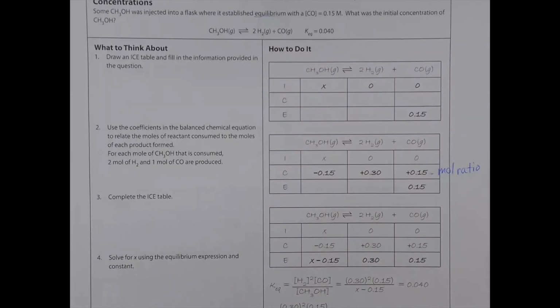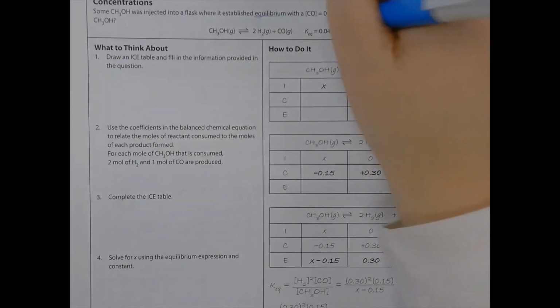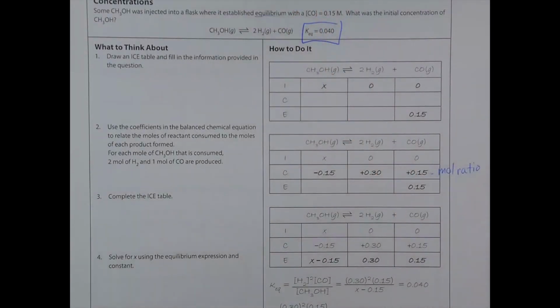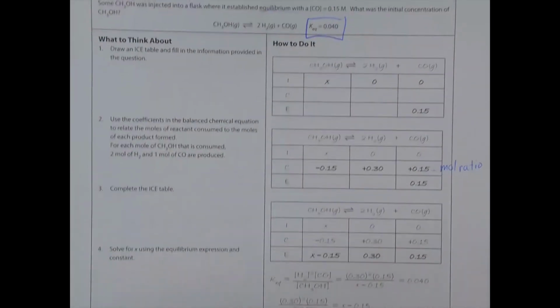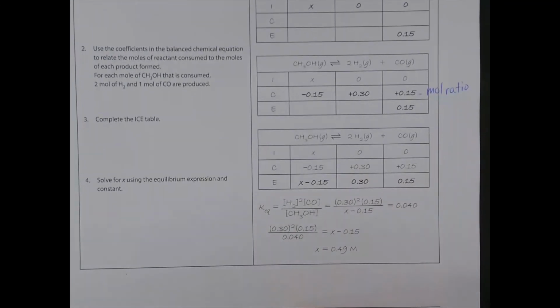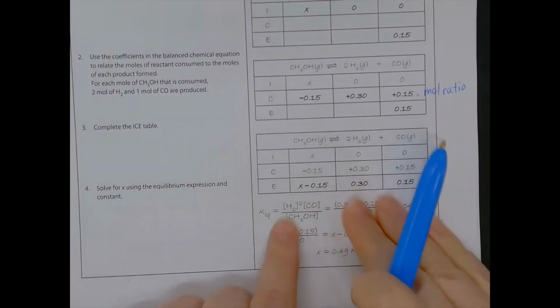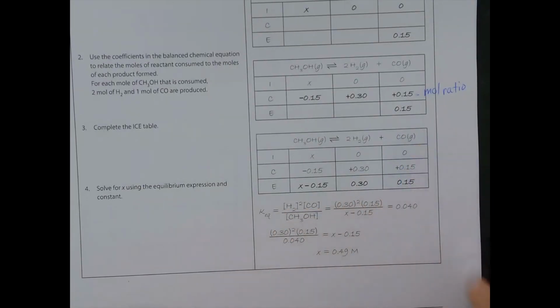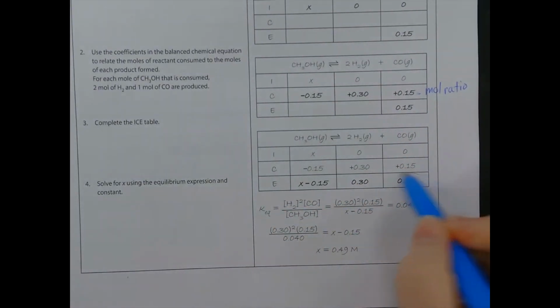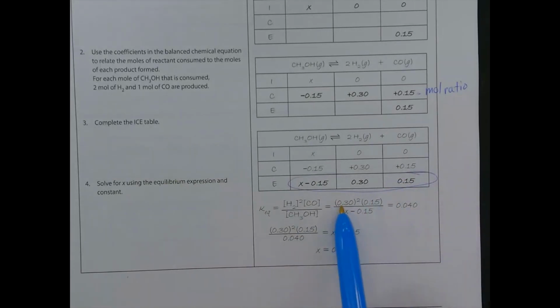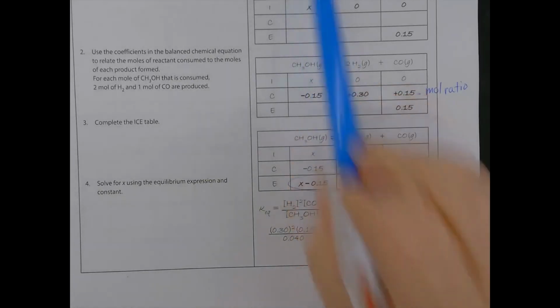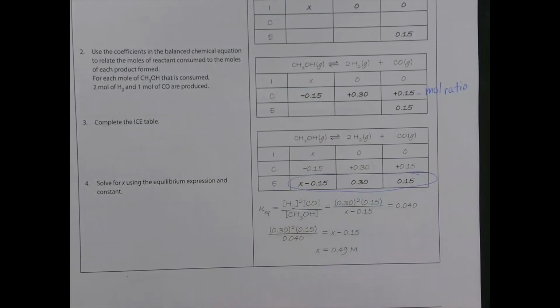We're going to set up the same way. You can see at the top, we're also given that equilibrium constant, so that's going to help us out. As you see at the bottom, we can set up an equilibrium expression: our products over our reactant. Then we plug in that equilibrium line. Our hydrogen is 0.3 squared, CO is 0.15, and then we're dividing by X minus 0.15. That is equal to our equilibrium constant, which we have up at the top, 0.040.